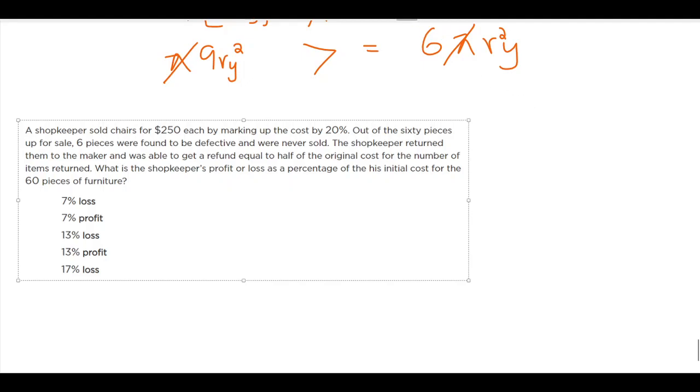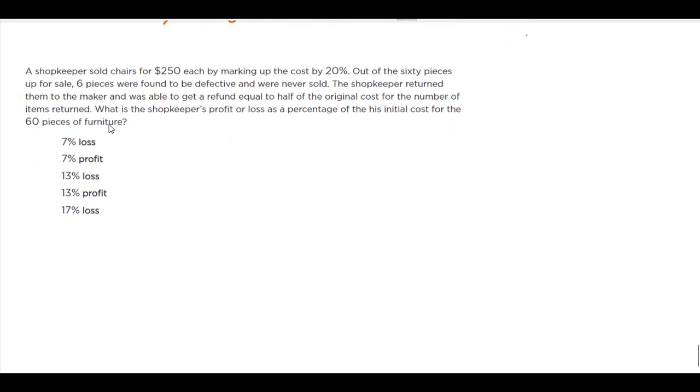Okay, let's see what this question has to say. It says a shopkeeper sold shares for $250 each by marking up the cost price by 20%. So he has some initial cost and he is increasing the cost by 20%, and then he is selling it at $250 each.